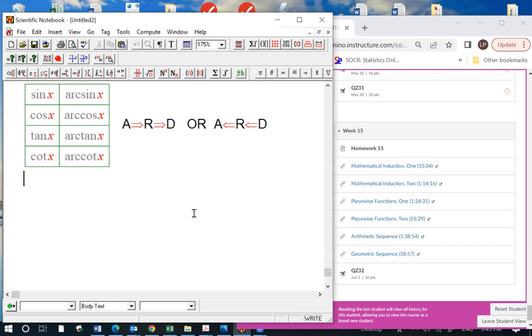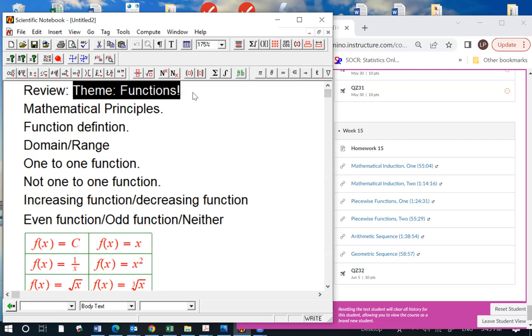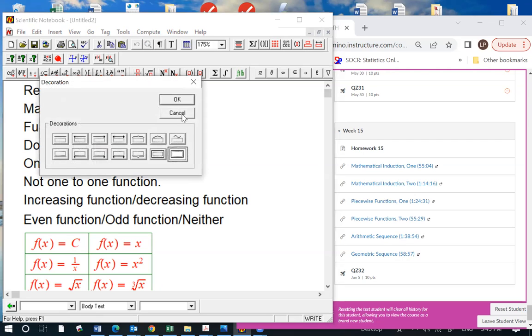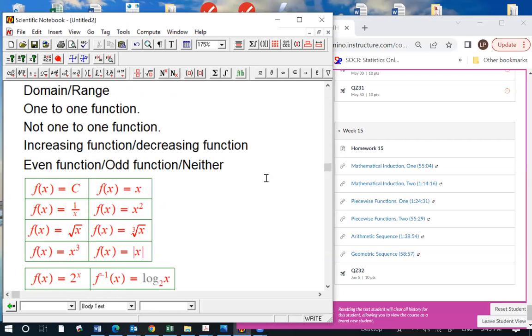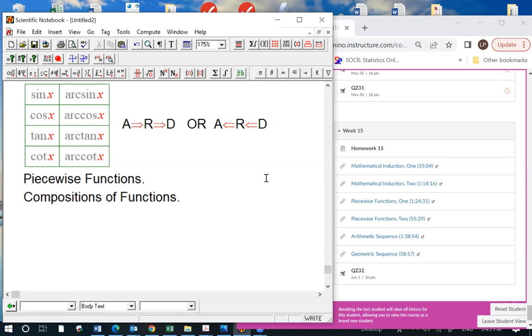Okay, so we really have studied all of these functions. The last kind, of course, piecewise functions, and the compositions of functions. So this semester, indeed, as I promised in the beginning of the semester, the theme is function. It has been the theme in my mind throughout the semester.